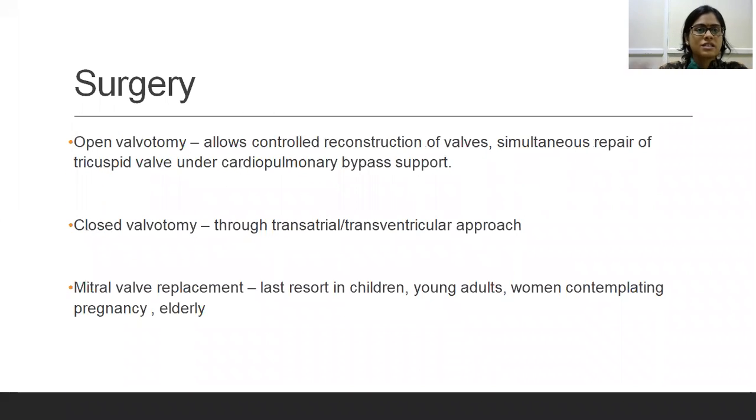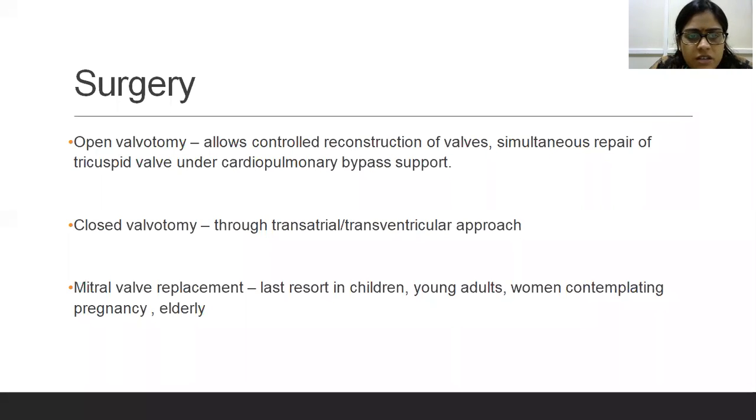Then coming to surgical treatment, there are 4 modalities. Open valvotomy, wherein you can do a controlled reconstruction of the valve. When you do an open valvotomy, you have a view of what you're doing. So you can do a controlled reconstruction of the mitral valve. You can also simultaneously repair whatever other valves have been affected, like the tricuspid valve and aortic valve. But when you're doing an open valvotomy, you have to have the support of a cardiopulmonary bypass.